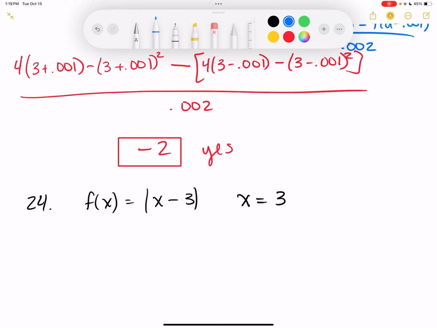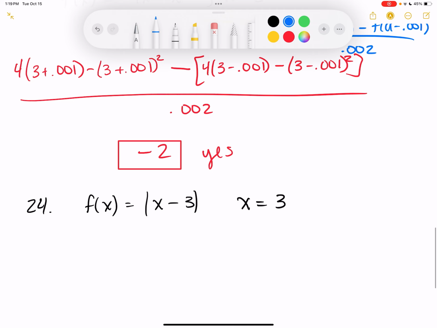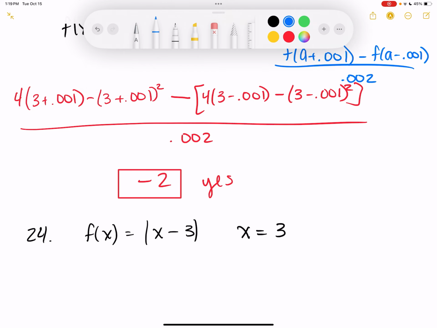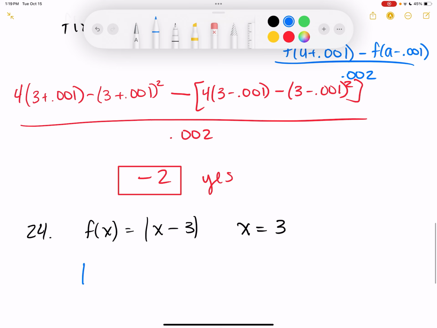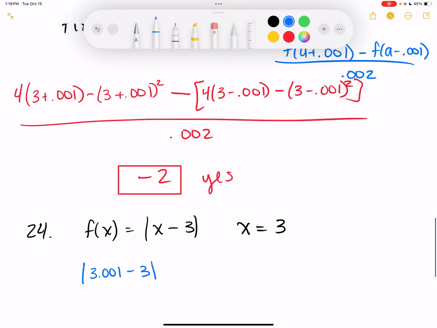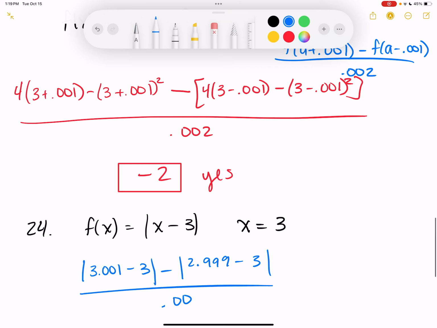Okay. So I normally would just write this as 3.001. I wouldn't write 3 plus 0.001. I would just go straight to that. So when I do this one, that's what I'm going to do. That's a good idea, eliminate some potential error. So the absolute value of 3.001 minus 3, minus, now 3 minus 0.001 would be 2.999, so 2.999 minus 3, all over 0.002.